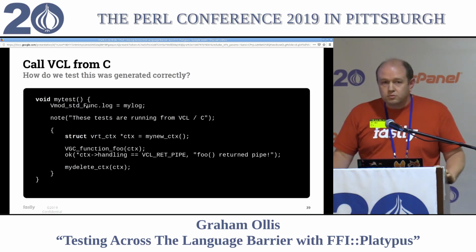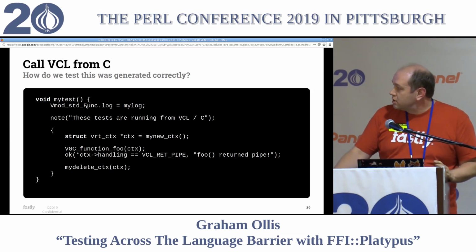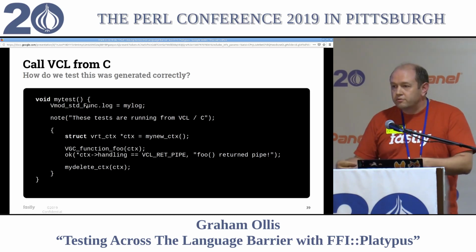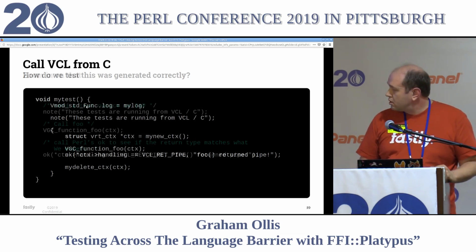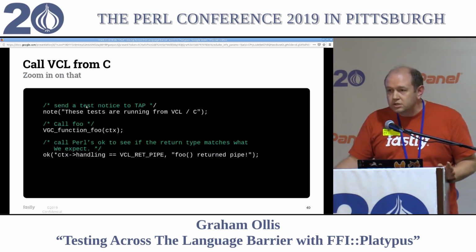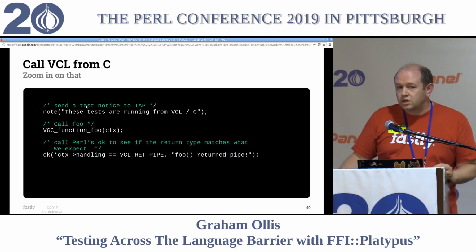So here we're writing some tests in C that will get forwarded to the test2 framework for us. We're creating a context object, we're running the function with that context object, we're testing the return value, and then we're destroying the context. But from a testing perspective, these are the three things that we're kind of interested in. We use note to send a diagnostic to Perl land. We call the VCL function itself, and then we use OK to test that the return value came back with what we expected.